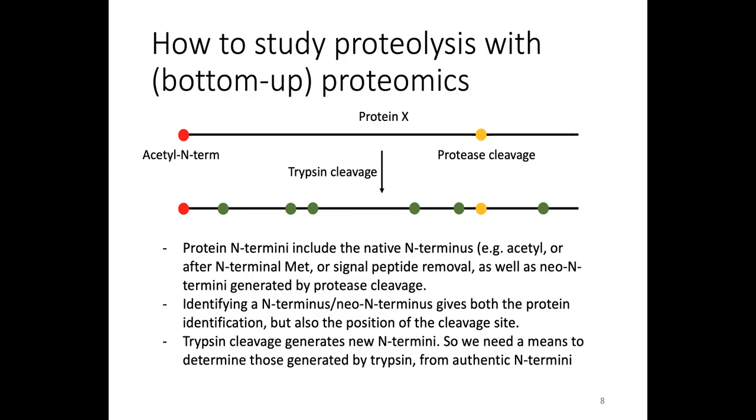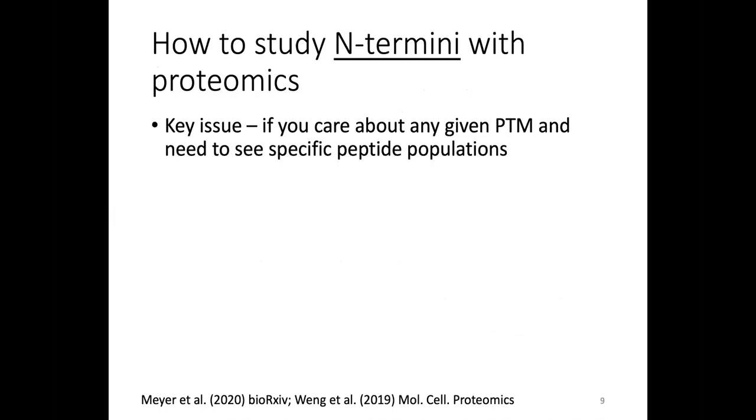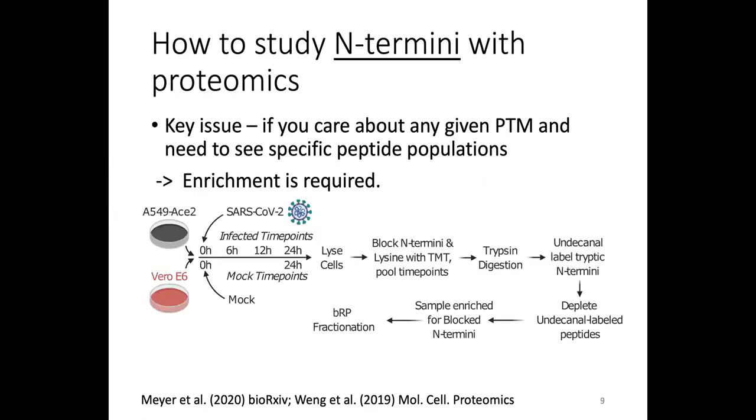Trypsin cleavage, as mentioned, generates these new N-termini. So what we need is a method that allows us to selectively identify the N-termini we care about and enrich these over the background that we're generating in the course of our sample preparation through the use of trypsin, or indeed other mass spectrometry compatible proteases. So how do we do this? Well, the key issue is common to most studies of post-translational modifications by mass spectrometry. And really what we need is a means to allow us to enrich these N-termini.